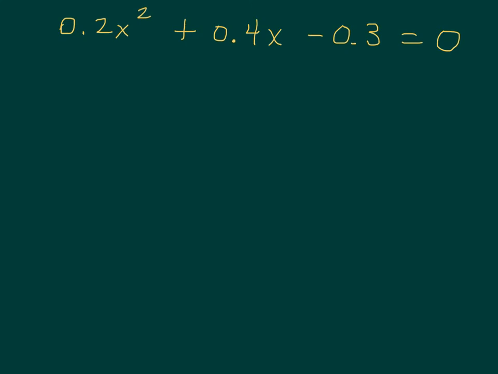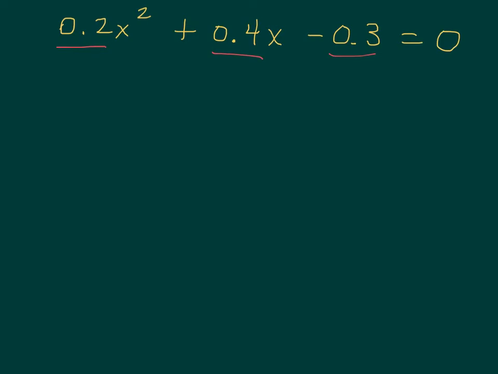Okay, so here we have a quadratic equation that we're supposed to solve using the quadratic formula. Now we could use the quadratic formula with a equal to 0.2, b equal to 0.4, and c equal to negative 0.3. However, that's just a little bit of a pain, and you don't have to do that if you think about the multiplication property of equality.